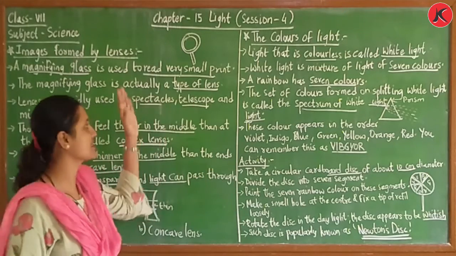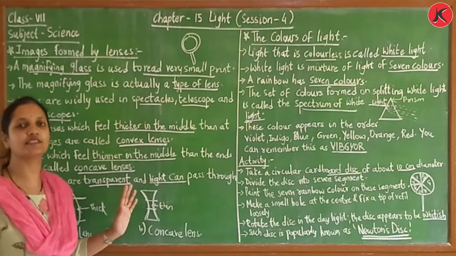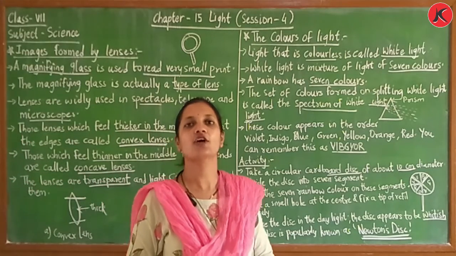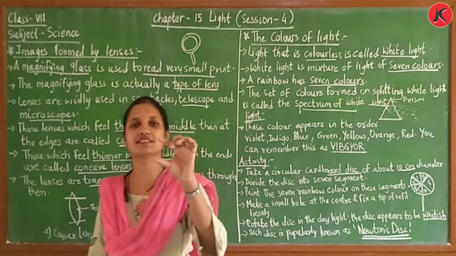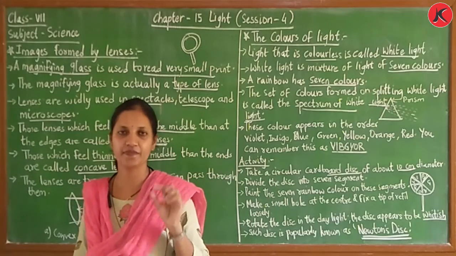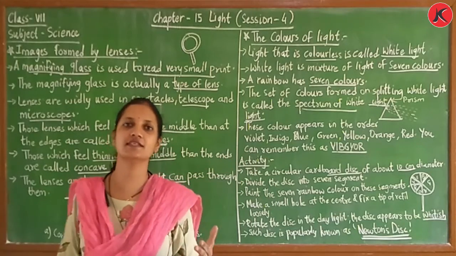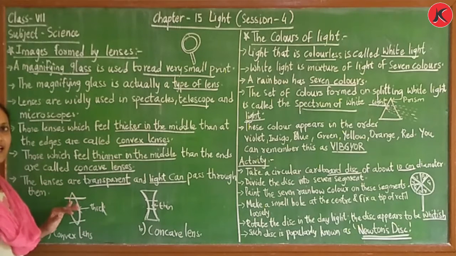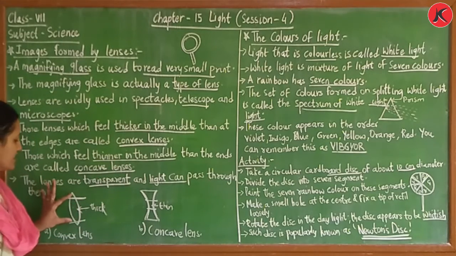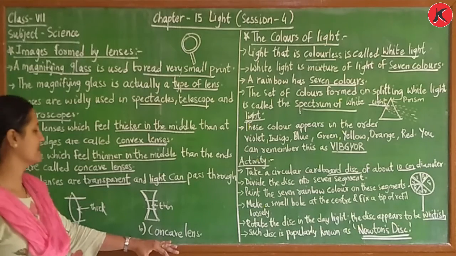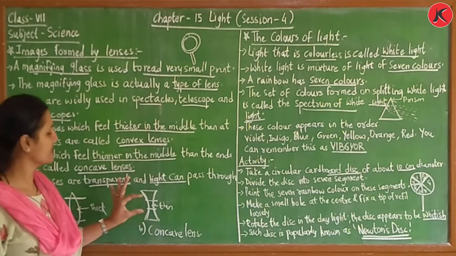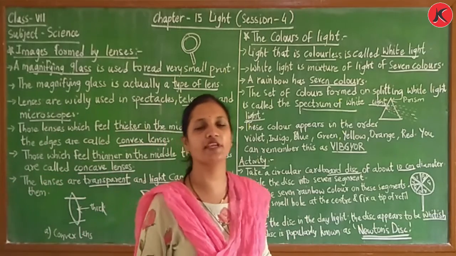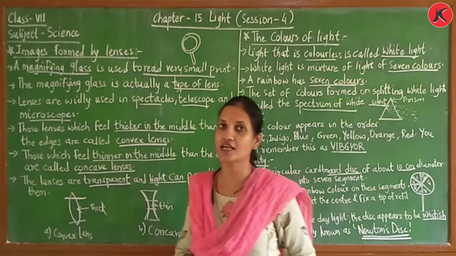So today we have discussed about images formed by the lenses. We have discussed about two lenses, concave lens and convex lens. Concave lens is thicker in the center and thinner on the ends, right? Convex lens is thick in the center and to the points it is thin. Concave lens is thick on the ends and thin in the center. So we have seen which type of image is formed by the two lenses, right?